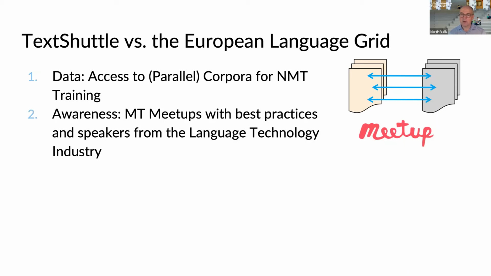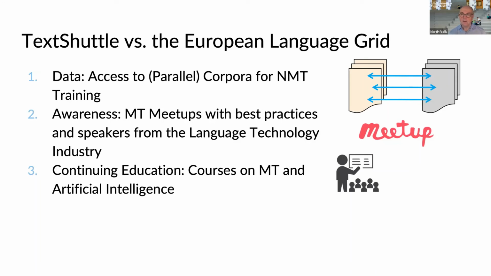We usually have an attendance of around 100 people showing up to these meetups. And if anybody in the audience here would like to sign up for this, please do. It's on the Meetup website. It's called Meetup Zurich, Machine Translation Zurich. You can do that. We are organizing continuing education courses on machine translation and artificial intelligence. I'm coming back to this in a minute.